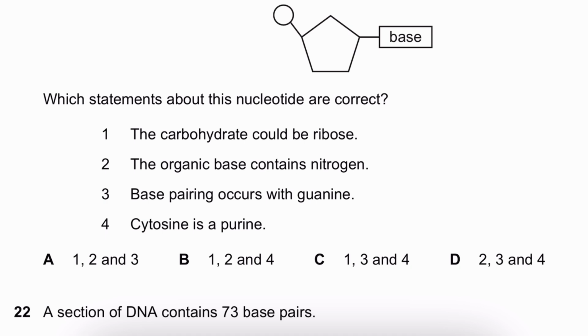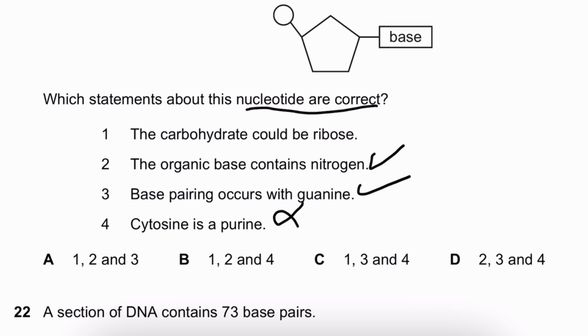The carbohydrate would be ribose, not necessarily. Okay, it could be ribose or deoxyribose, since it did not specify the kind of nucleotide. The organic base contains nitrogen, of course, it's a nitrogen-containing base. Base pairing occurs with guanine, of course. Cytosine is a purine, that's wrong. Cytosine is a pyrimidine.